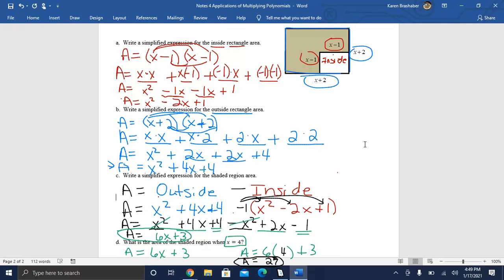All right, so this should help you with your homework 4. You have problems that are very similar. Be sure to continue to let your teacher know if you need any help.